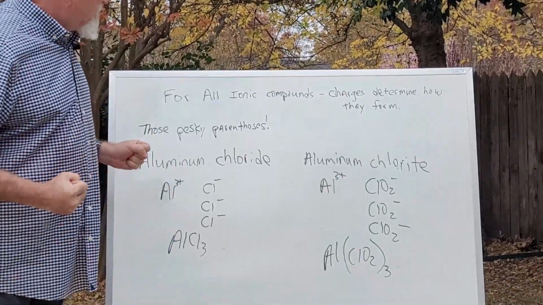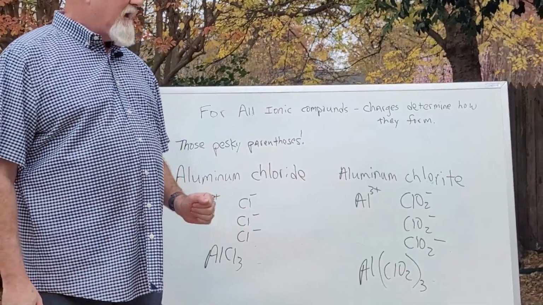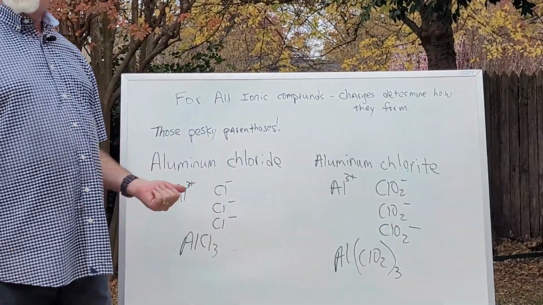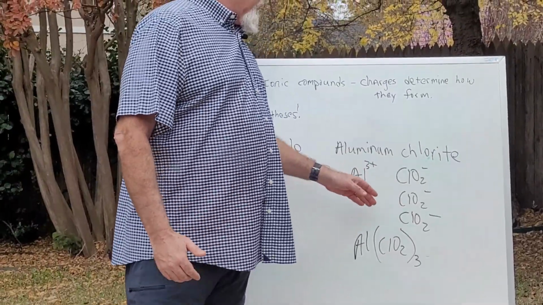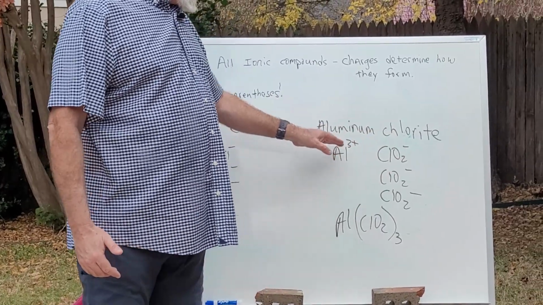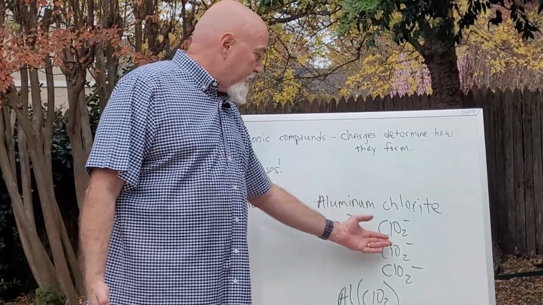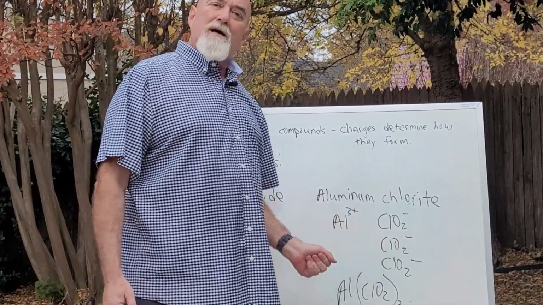Those of you that are struggling a bit with the parentheses, keep in mind this is simply a thing. ClO2 with a -1 charge is one thing, just like Cl is. We treat it that way. This is the anion. So we've got one ClO2 and it's got a -1, aluminum's +3. So we need another. So we write another. Now we're at -2, we need yet another, so we're at -3.